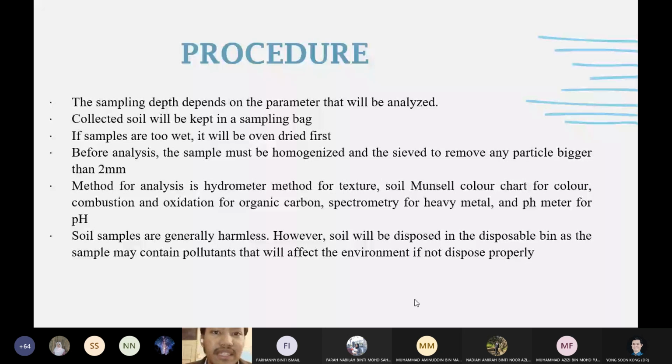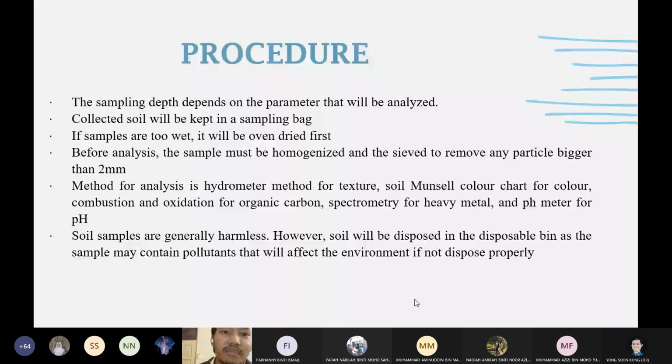The depth at which samples are taken depends on the parameter of interest. Then the collected soil will be kept in a sampling bag, and if the sample is too wet, it needs to be oven dried first in the lab before storing it. Before using the soil sample for analysis, the soil must be sieved first to remove any particle larger than 2 millimeter. The methods used in analysis for physical and chemical characteristics are hydrometer technique for soil texture, Munsell color chart for soil color, combustion and oxidation for organic carbon, spectrometry for heavy metal, and pH meter for soil pH.